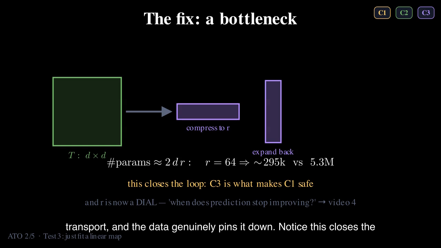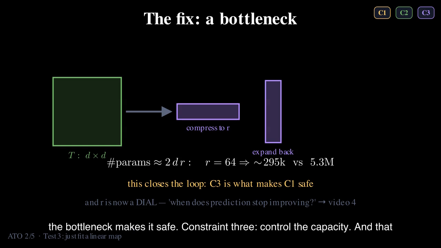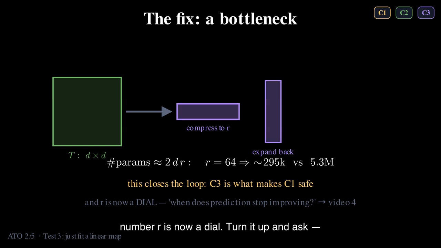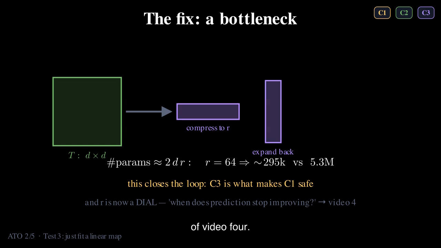Notice this closes the loop constraint 1 opened. Consuming the whole vector was necessary but dangerous. The bottleneck makes it safe. Constraint 3, control the capacity. And that number R is now a dial. Turn it up and ask, when does prediction stop improving? Remember the dial. It becomes the star of video 4.